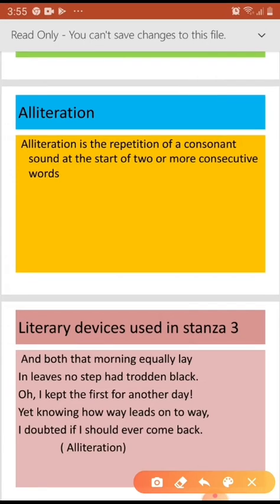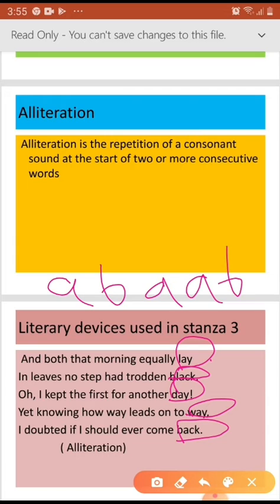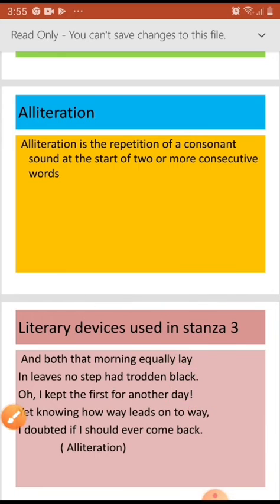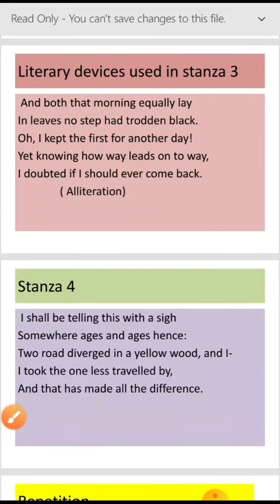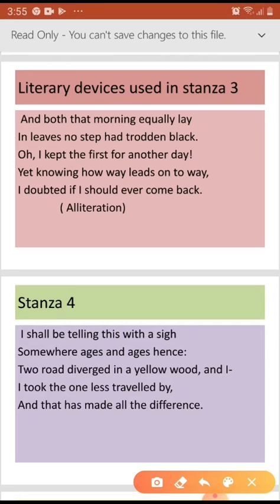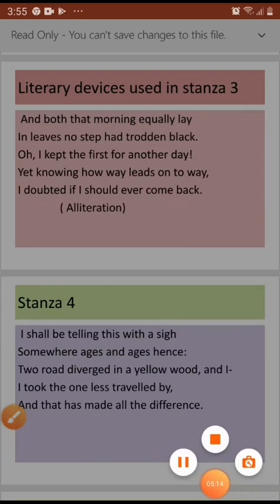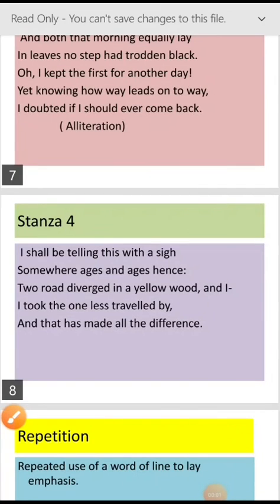Now let's move on to the rhyming scheme. Lay is rhyming with day and way, and black is rhyming with back. So what is the rhyming scheme over here? A B A A B. I hope you understood. Now let's move on to the next stanza. Here, children, what is this? I'll explain this one in my next video. Friends, let's move on to the last stanza.